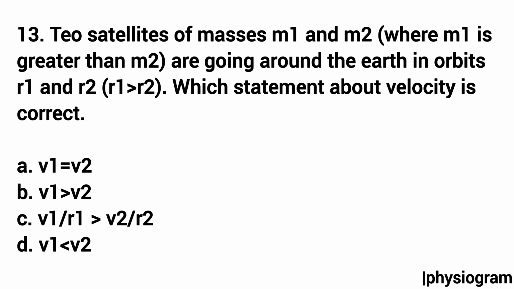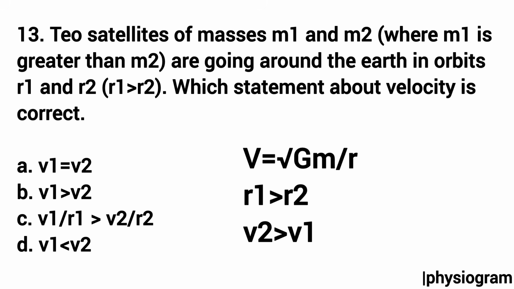We know for satellites orbiting Earth, mass does not affect orbital velocity because the gravitational force and the centripetal force both depend on mass, which cancels out. So the orbital velocity formula is v = √(GM/r), where G is the gravitational constant, M is the mass of the Earth, and r is the radius of the orbit. Now velocity depends only on the radius of the orbit, inversely proportional to the square root of the radius.